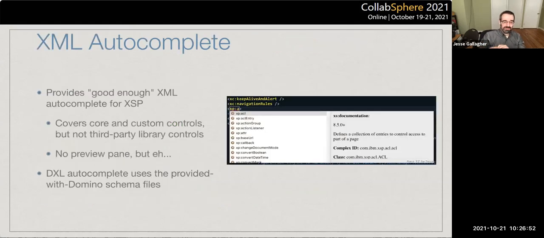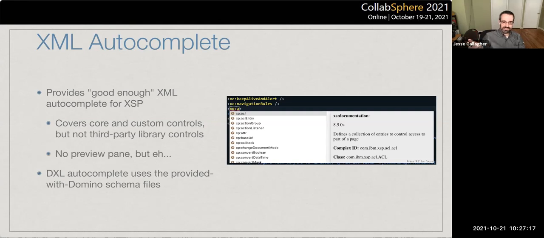And then I mentioned the XML autocomplete. So this is meant to provide good enough XML autocomplete for XSP. I had it generate from the XPages controls that exist on the server. So there's a script that I have that generates an XML schema out of this. And so then you get this kind of built-in support in the XML editor that Eclipse uses.